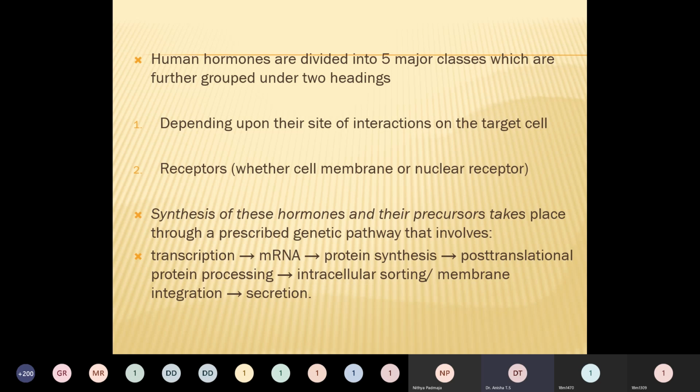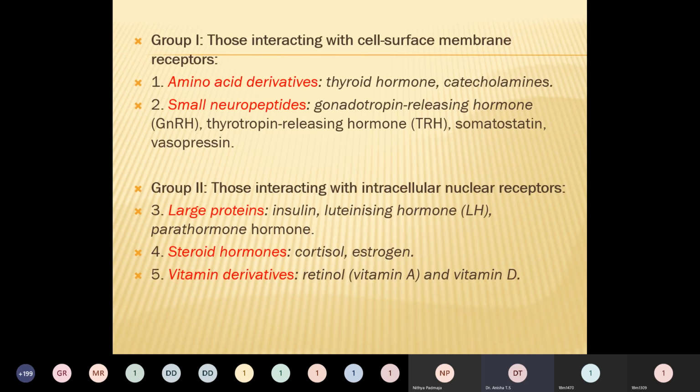The synthesis of these hormones is so beautifully orchestrated. First there's transcription, which leads to mRNA formation. So what does this mRNA do? All of you have learned in biochemistry: it helps in protein synthesis. After protein synthesis, there is translational and post-translational protein processing. Then there's intracellular sorting or membrane integration. As soon as the membrane is integrated, after a conformational change of the membrane, there's membrane checking.